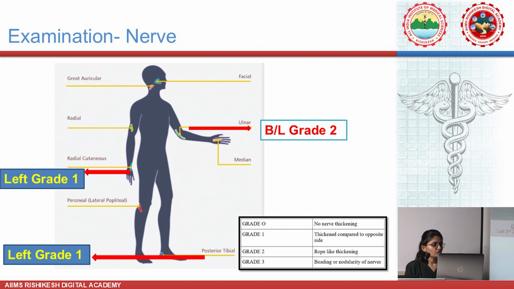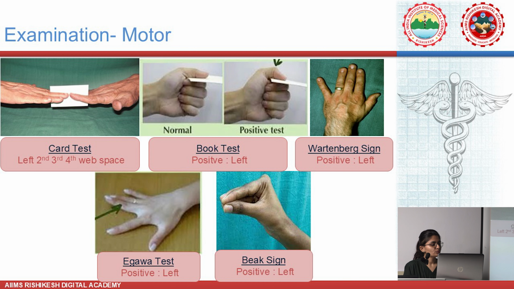Following this, multiple tests were done to check the motor function. The card test and the Wartenberg sign test the action of the palmar interosseous muscle, and the book test tests the action of the adductor pollicis muscle, along with the Igawa test that checks the strength of the dorsal interosseous muscle.